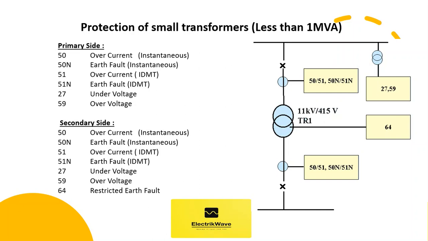Under voltage protection, 27, this is a bus level protection. Pickup levels are normally 85% and below. Over voltage protection, 59, this is a bus level protection. Pickup levels are around 110%. Restricted earth fault protection, 64, normally provided on the star-connected side, for protecting the transformer from internal faults.